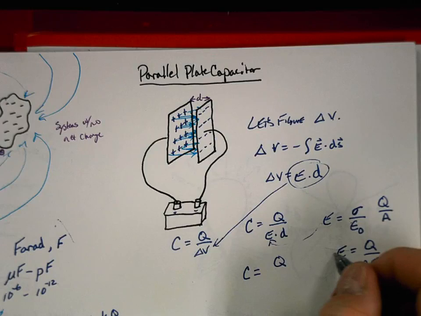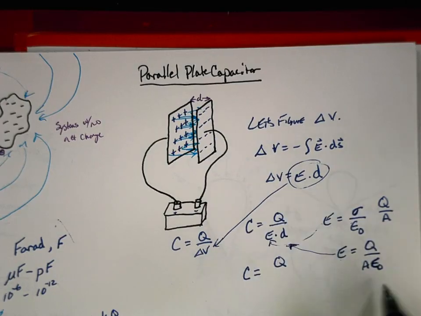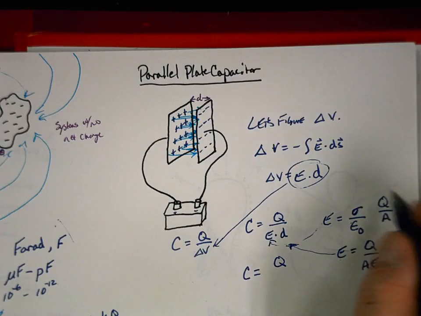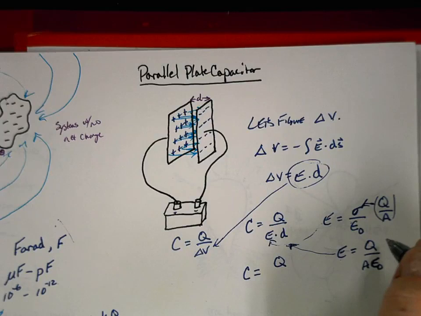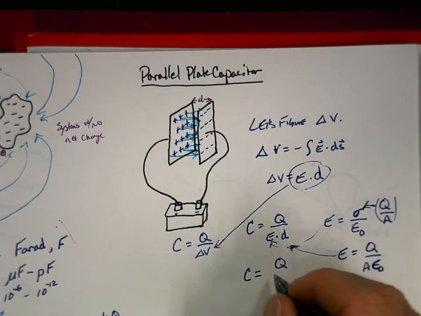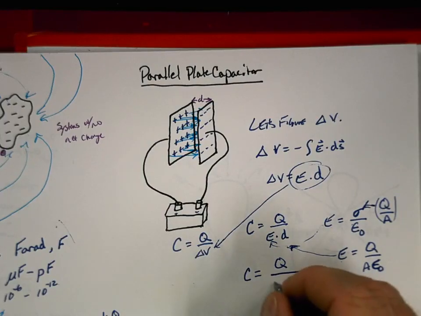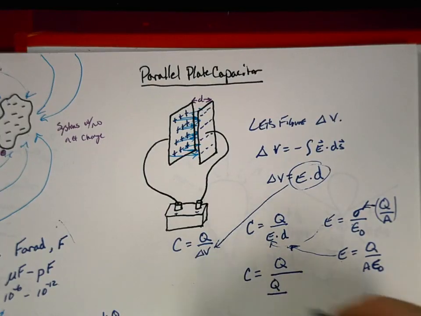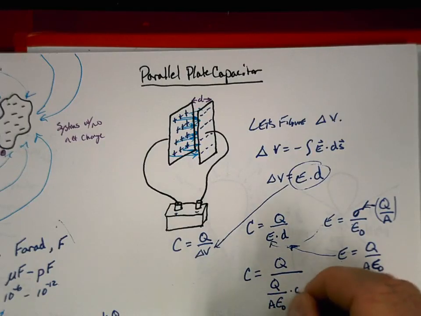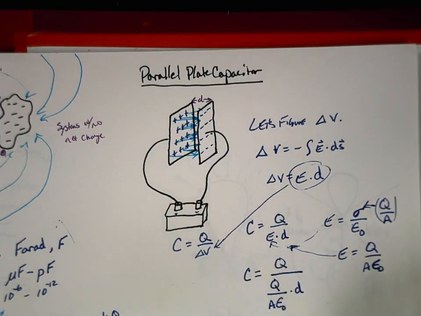Wait, wouldn't the epsilon go to the top, to the numerator? Not yet. No, but you just plugged it in. If I plugged Q over A in for sigma... Oh, okay, I haven't got there yet. Oh, yeah. Okay, so E comes in here, and now we get Q over our field. Yeah? And now we start canceling stuff.